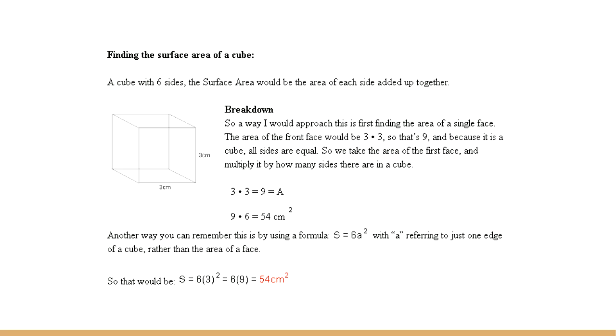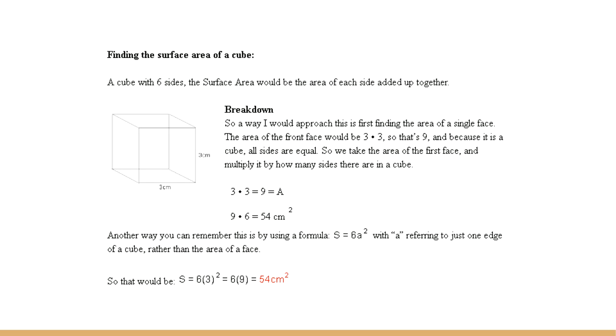So a way I would approach this, personally, is you already see the 3 by 3 on the cube. So we just have to find the area of that, which we learned in Jordan's lesson. So we go 3 by 3, that's 9, and that would equal the area. And then because the cube has 6 sides, you multiply 9 by 6 and get 54 centimeters squared. Gotcha. And so another way you can remember this, I just explained how I would do it, but there's a formula for it.